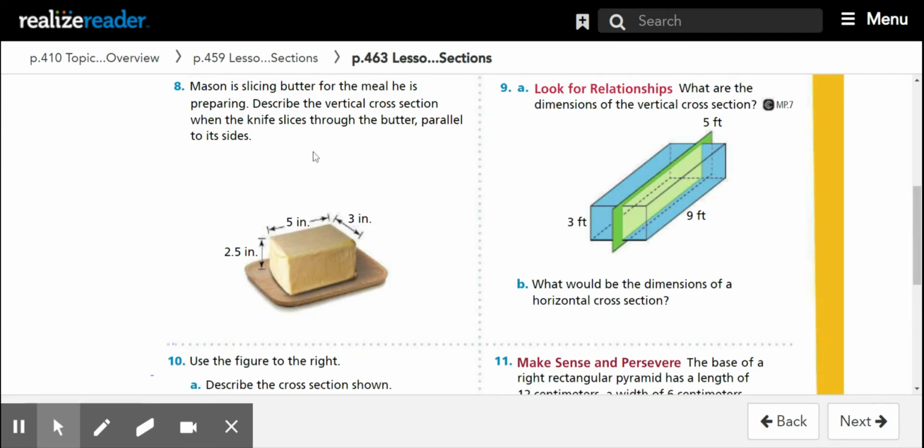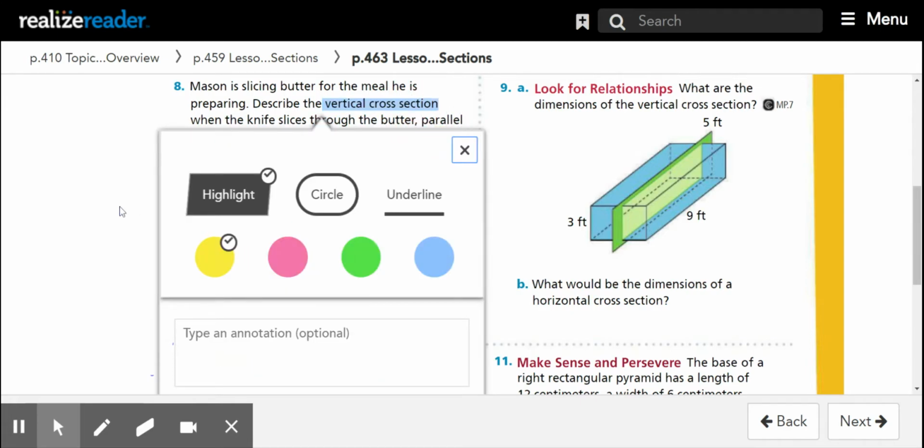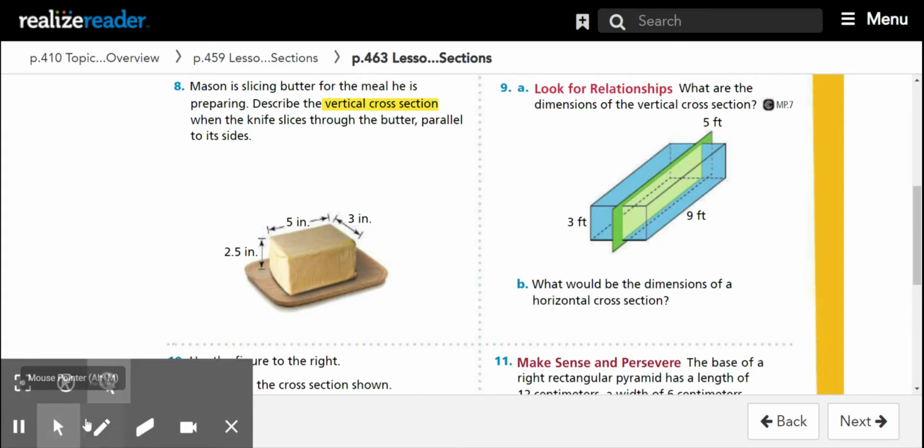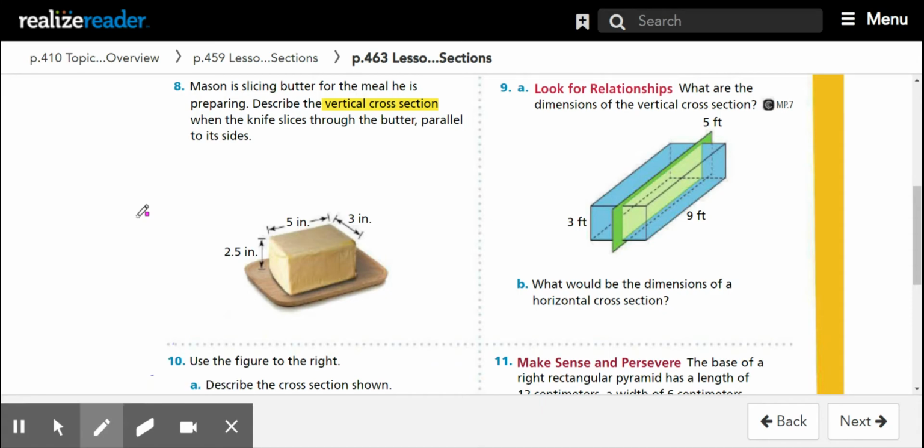So in number 8, they don't draw the picture for us. They just call it the vertical cross section. So a vertical cross section, vertical means up and down. I remember because horizontal is the opposite. So horizontal is like the horizon, that's going to be flat, straight across, and vertical is up and down. So the vertical cross section makes sense because normally when we slice butter, we would slice right down like this. So that's the cross section he's making. So that's going to create a rectangle, and it says describe. So describe means that you would tell the shape, so it's going to be a rectangle.